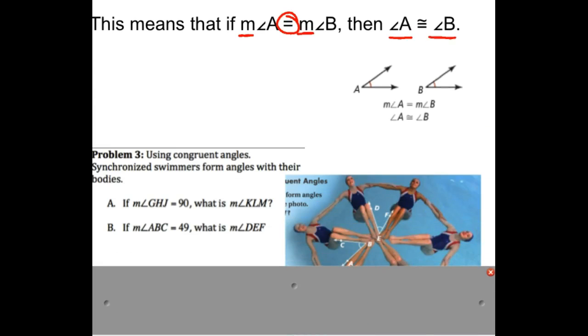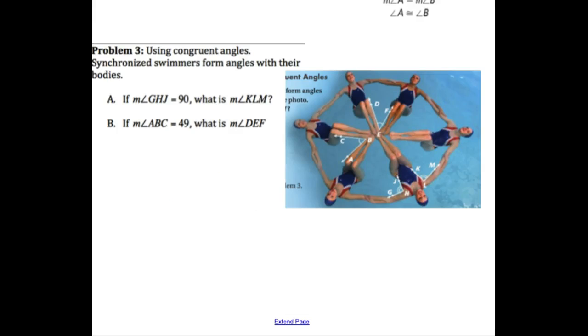All right, so here we have some synchronized swimmers. When you are a synchronized swimmer, your bodies form angles. And what you need to do is find the measure of some of these angles. So what we're specifically looking for is, what is KLM if GHJ is 90? So we're going to find GHJ in our picture. That's down here. The angle of their arm and their body, that's 90 degrees.